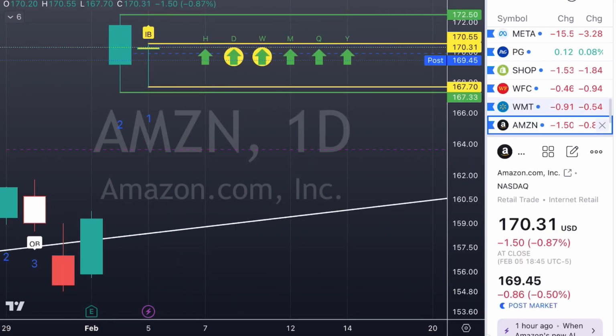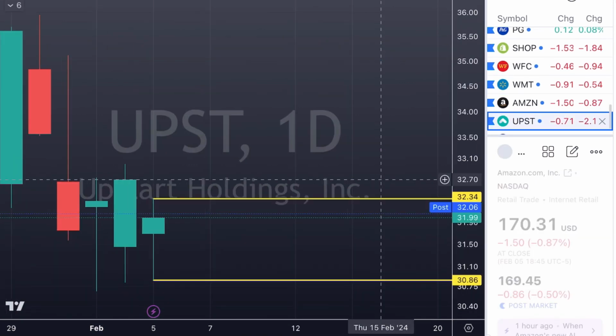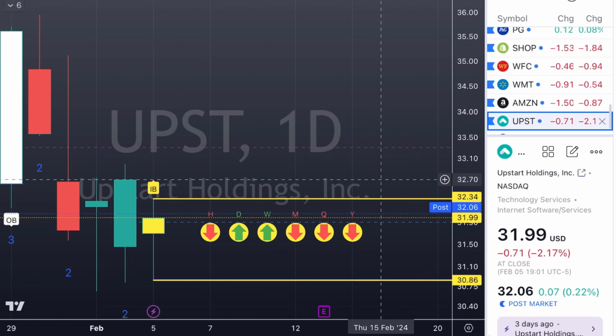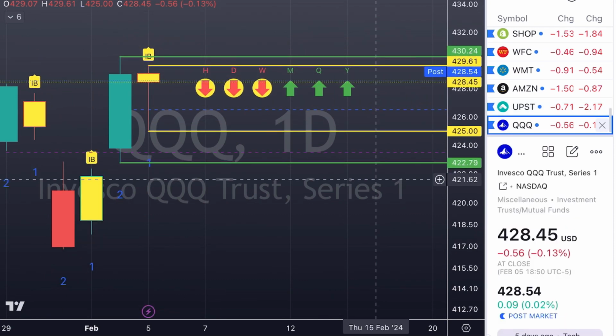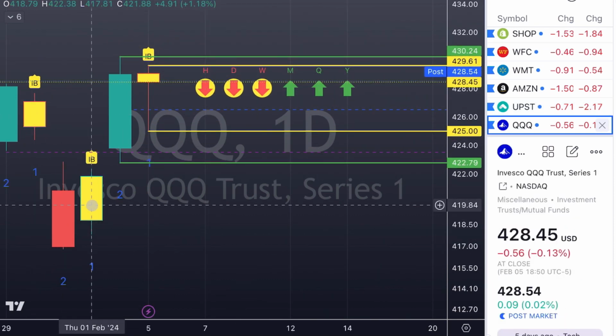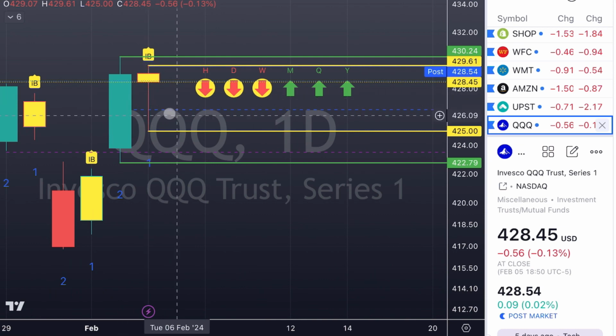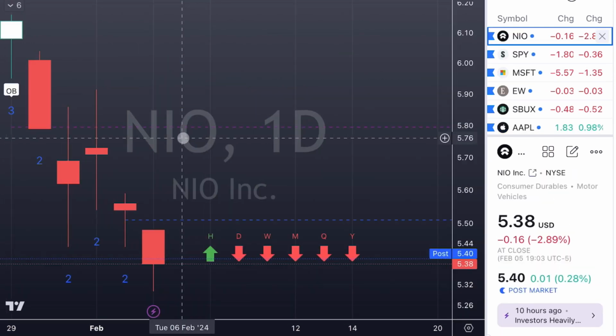Amazon, hammer candle, basically just the shape of a hammer. It's a bullish pattern. We've got full time frame continuity to the upside. Play both sides, okay? On Amazon. We look at Upstart, inside bar, same thing. Trigger at the yellow lines to the high side or the low side, calls or puts. QQQ, inside bar, hammer candle. Look, gap down, boom, gap up, boom. What's going to happen on this one? Okay, that's the list, guys.